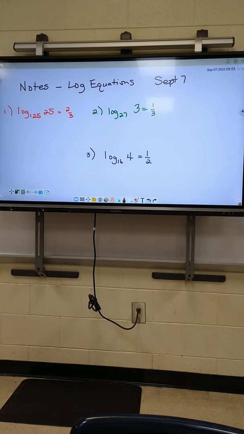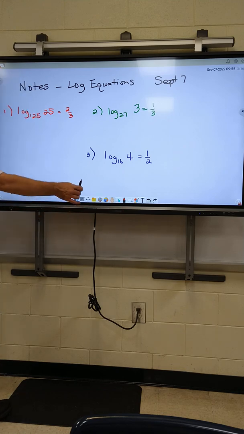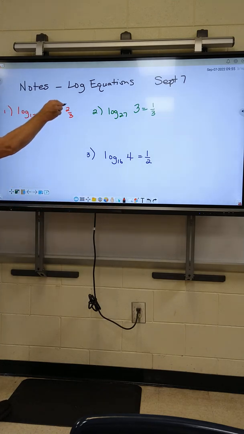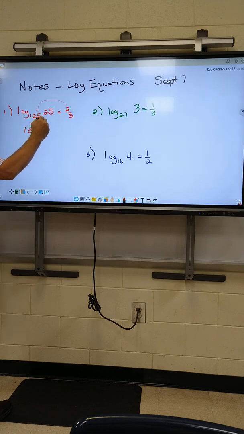All right, so looking at these problems. Number one, guys, that's in log form. It's easy to tell because it's got the word log written in it, right? We have to change that to exponent form. To change that into exponent form, all you do is take this number, it's going to be the exponent over that number. So we'll do 125 to the 2/3 power equals 25. That's how you change from log form into exponent form.